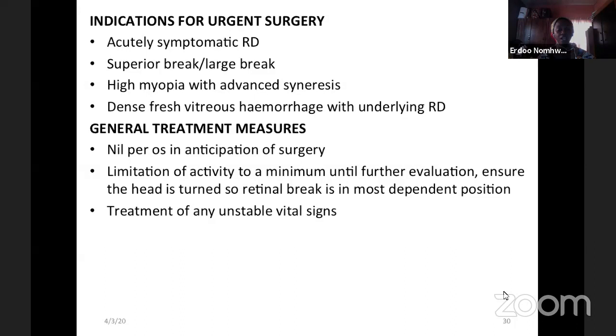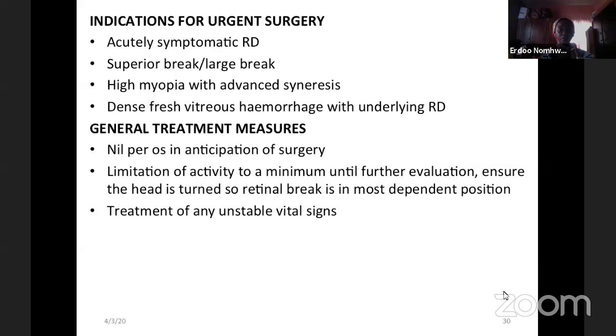But while I am trying to work up this patient for surgery, there are some that would require urgent surgery. And these actually are the acutely symptomatic retinal detachments, those with a superior break or a large break, those with high myopia that have advanced syneresis, and then those with fresh dense vitreous hemorrhage with underlying retinal detachment.